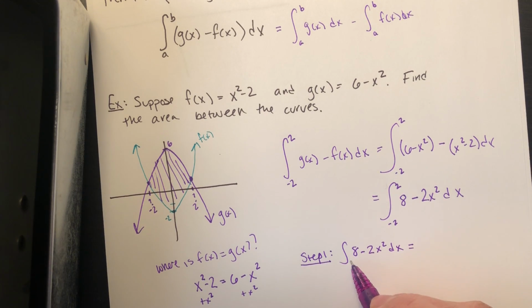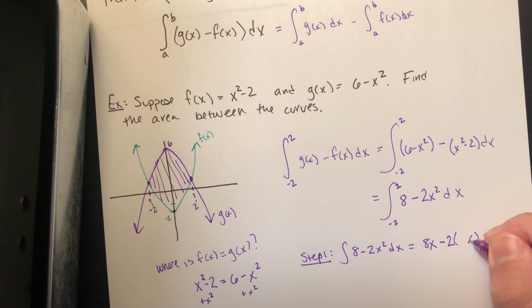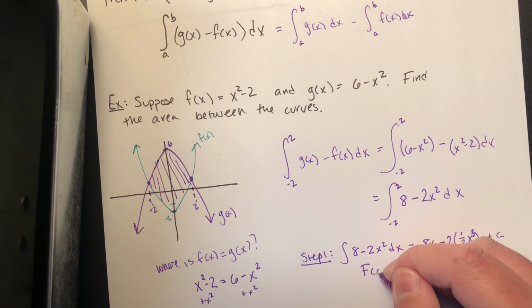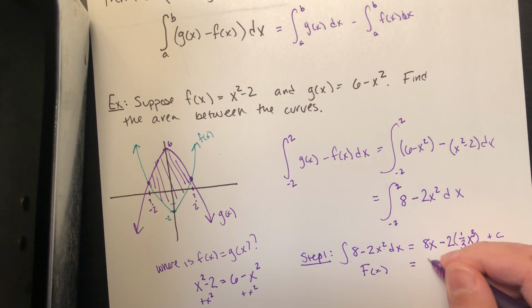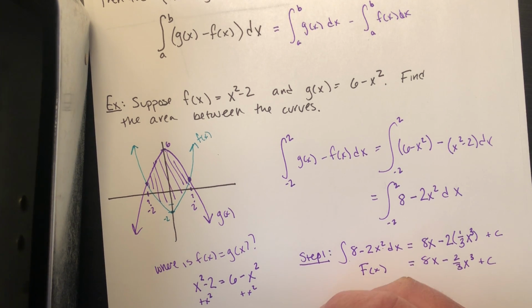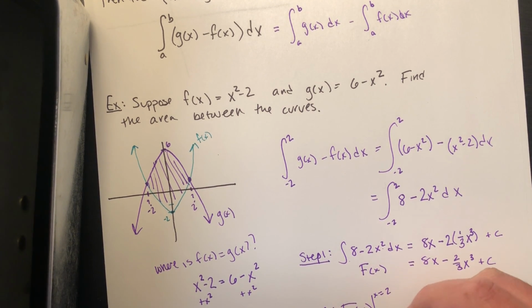So the antiderivative of 8 is 8x. And the antiderivative of negative 2x squared would be negative 2x cubed over 3. So we add 1 to the exponent to get x cubed and multiply by 1 over the new exponent, plus a constant. Right, so my antiderivative function, big F, is going to be 8x minus 2/3 x cubed plus a constant. The constant's going to disappear when we get to step 2, which is to take this antiderivative function, evaluate it at the endpoints, 2 and negative 2, and subtract.